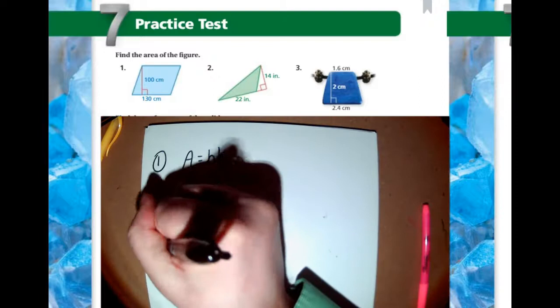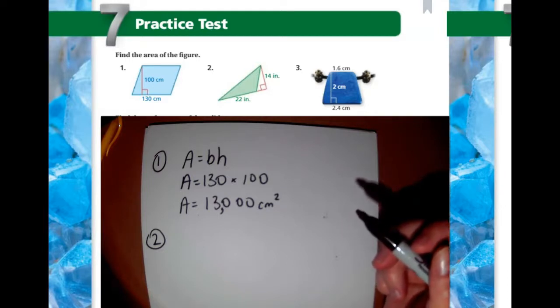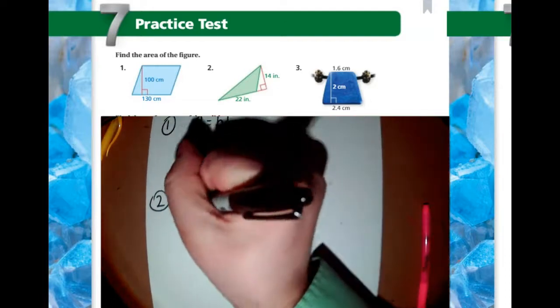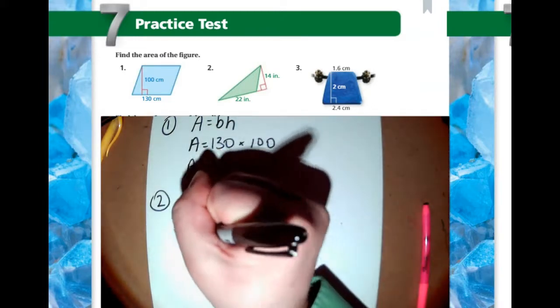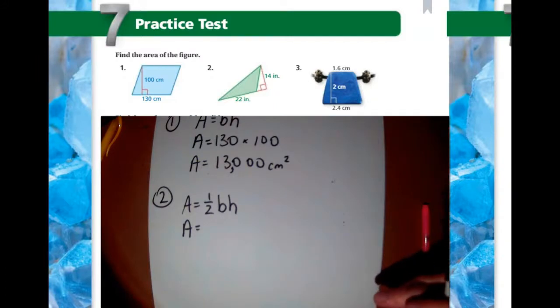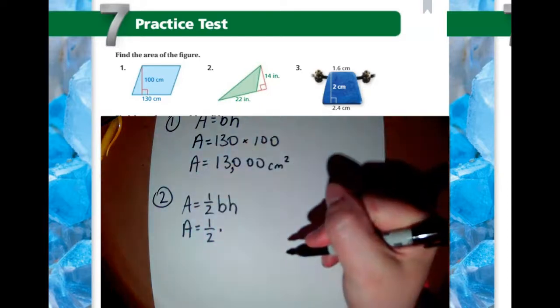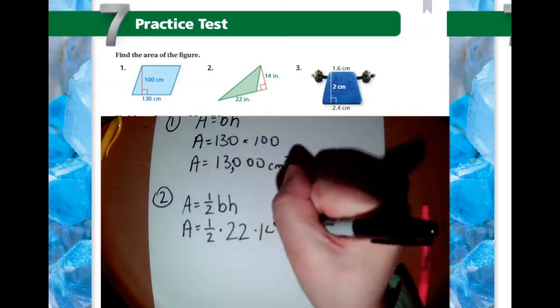Moving on, here's number 2. You can see the shape here is a triangle. It looks like we've got what might be a base of 22 and a height of 14, or I guess it could go either way. We're going to use our area formula for a triangle. Area equals 1/2 times base times height. Now again, depending on which angle I look at this, if I rotate my book around or whatever, the base or the height might change. It doesn't really matter as long as I make sure that I'm multiplying them both together. I'm going to call this 22 times 14.